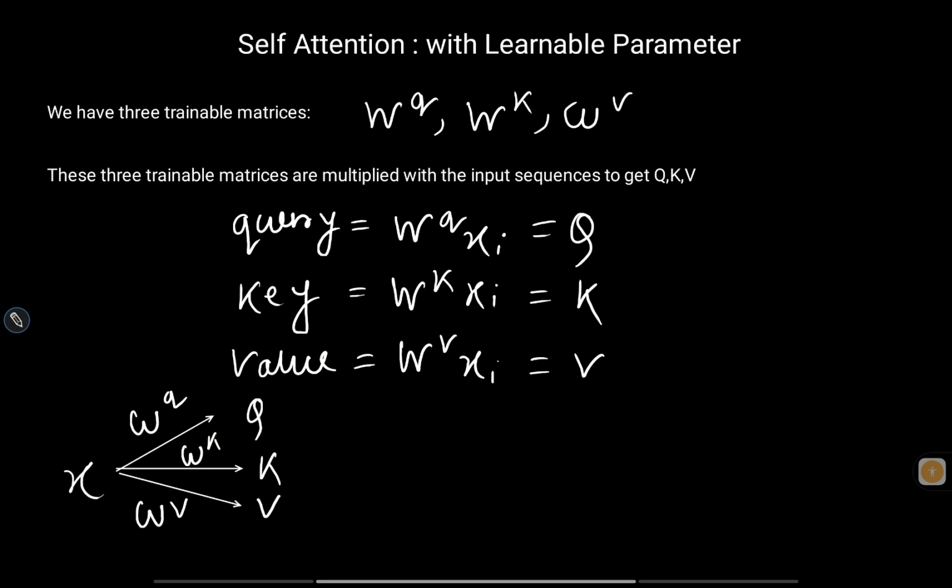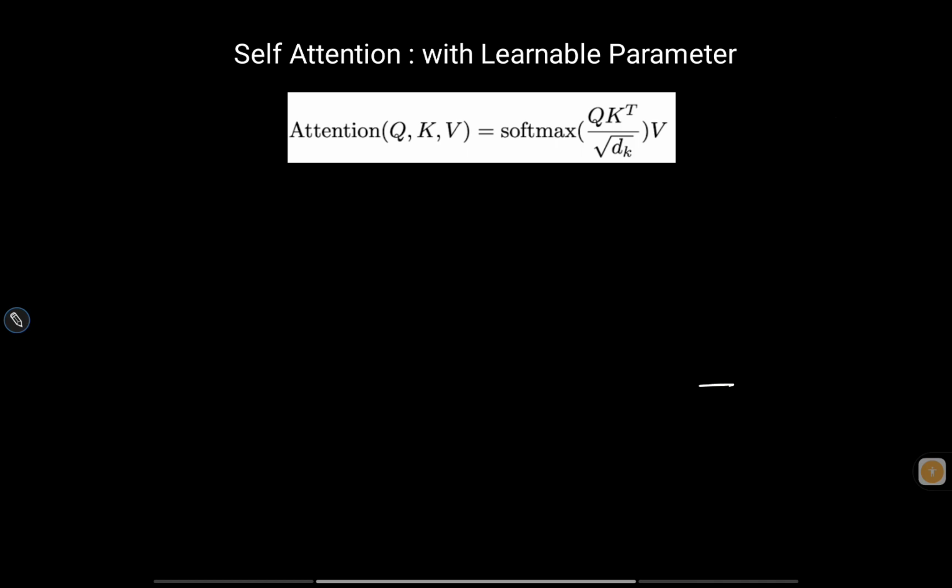This query, key and value concept came from the Attention Is All You Need paper, and that is the learnable parameter which we have introduced in this architecture. Once we have these matrices, we do this operation. At first we multiply Q with K transpose.